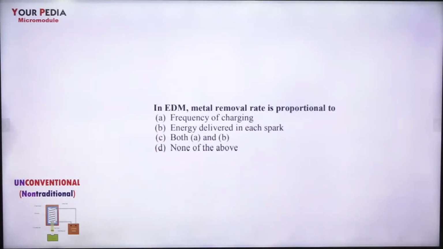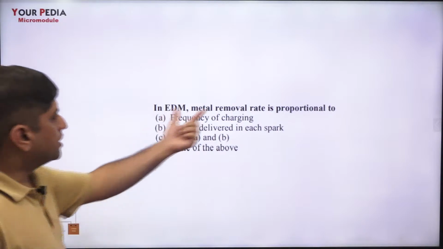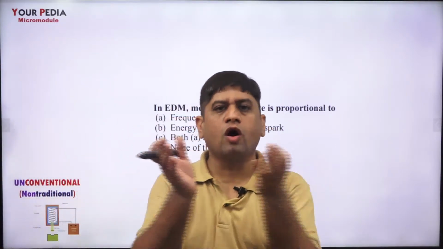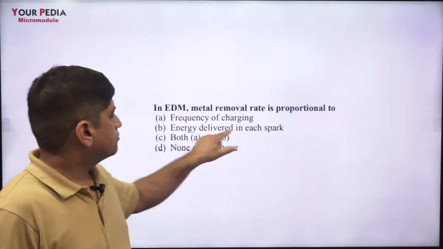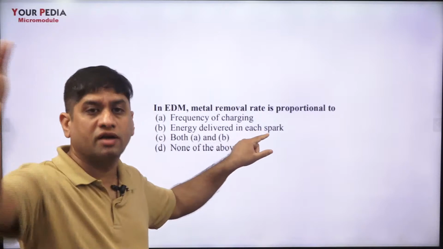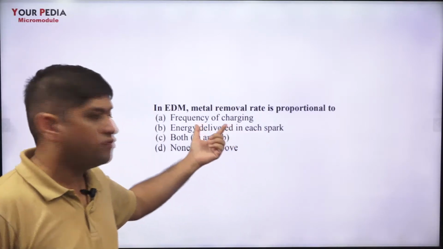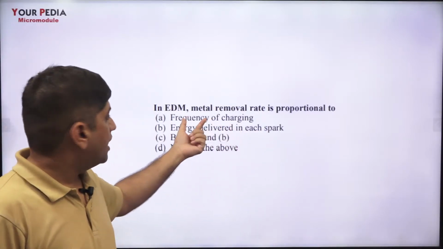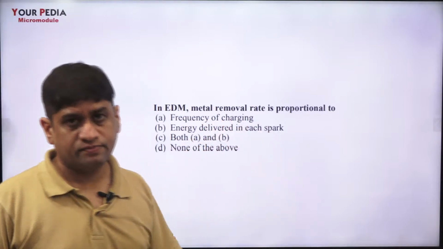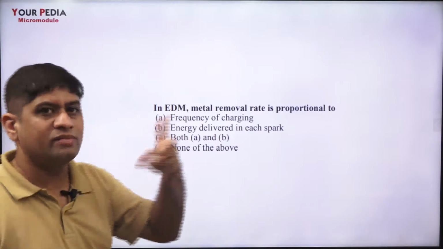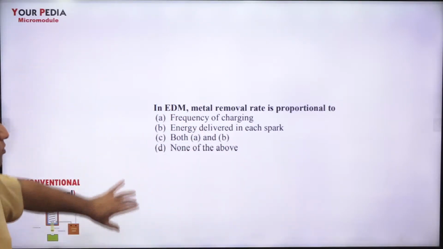Frequency of charging, energy delivered each spark. Material removal rate will be proportional to how much energy you supply. If you supply in each spark, you give more energy in the form of high current. Obviously, material removal rate will be more, and frequency of charging, if it is more, you are giving more energy. So both these A and B are giving more energy, and hence more material removal rate.